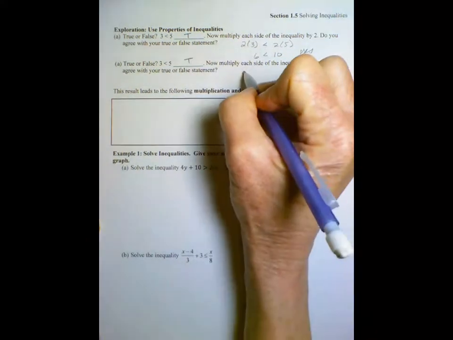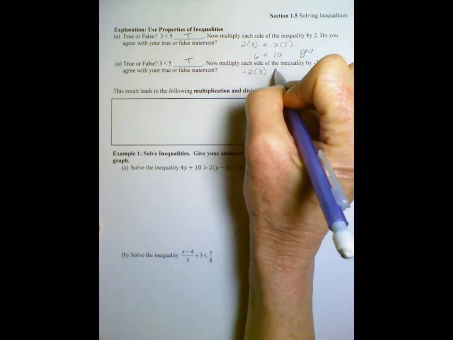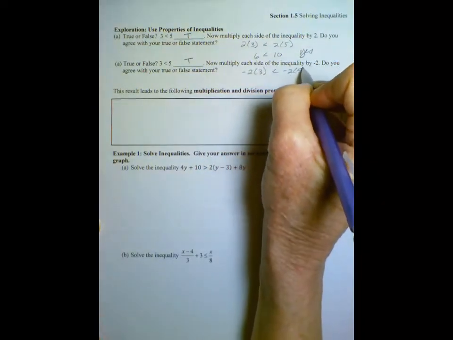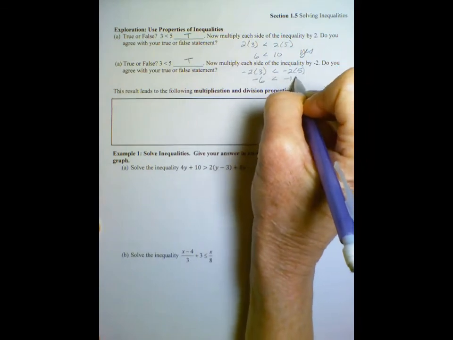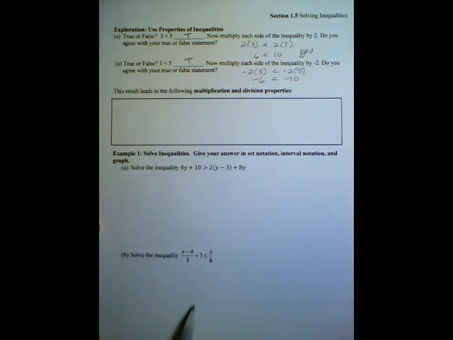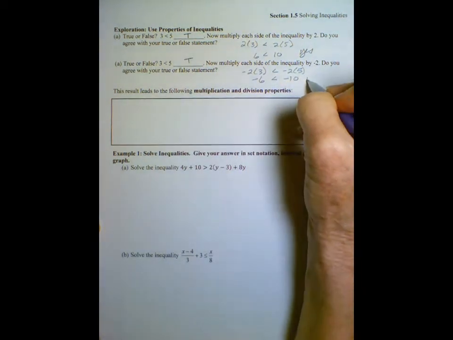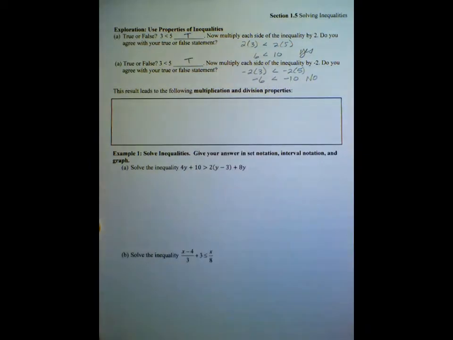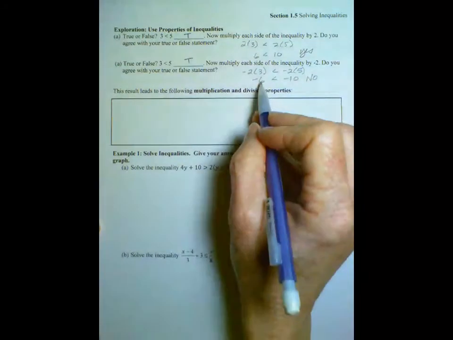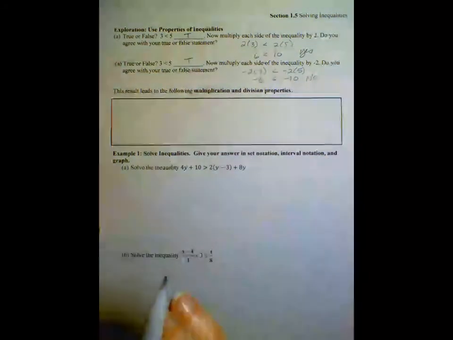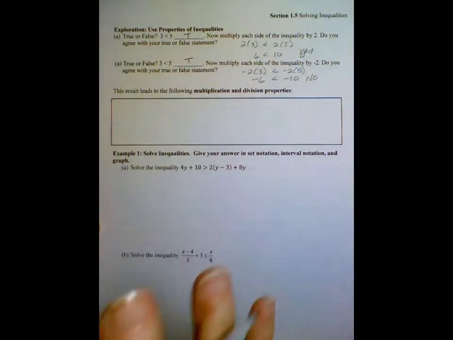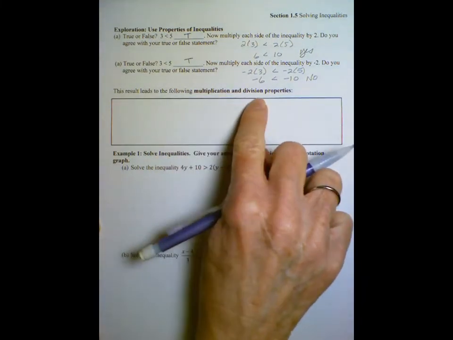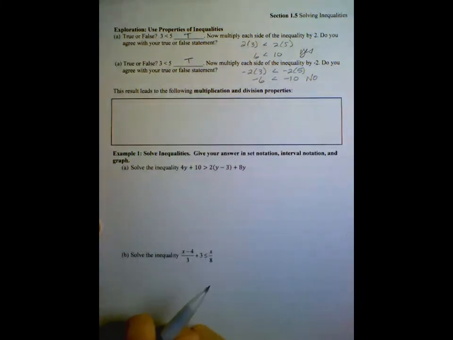Now let's multiply both sides by -2. And we have -6 less than -10. Do we agree with that? No, of course not. That is not true. -6 is not less than -10. It is greater than -10. So what have we discovered? We've discovered the multiplication and division properties for inequalities.